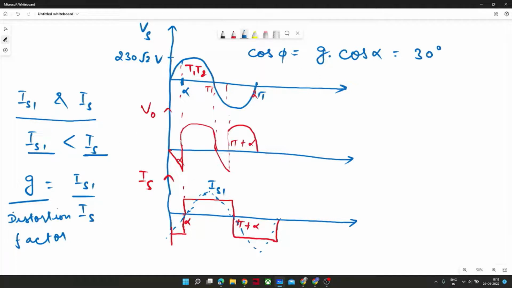So earlier our power factor angle was between VS and IS1. Anyway, VS and VS1 are the same, but it was contributing to cos alpha. Now I need VS1 and IS. The angle would be the same with one factor. How? IS is equal to IS1 by G, or the relation with the distortion factor. That's why this G factor is getting multiplied here. Any doubt till this point?